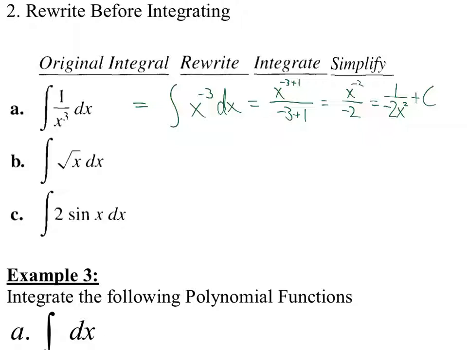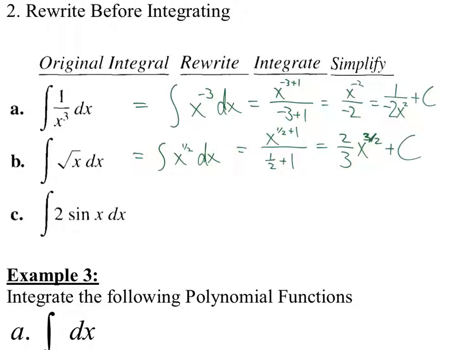If I have a radical, I'm going to rewrite that as a fractional exponent. I add 1 to the exponent and divide by that new exponent, which is 3 halves. If I'm dividing by 3 halves, it's times 2/3. So it's 2/3 x to the 3 halves, plus c.